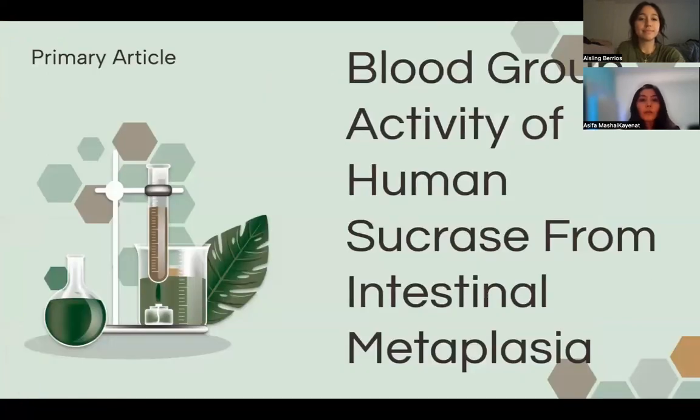Now to our primary article. This article, titled Blood Group Activity of Human Sucrase from Intestinal Metaplasia, focuses on the role of sucrase in a physiological context outside of just digestion, helping us understand potential connections between sucrase activity, blood group interactions, and the development of intestinal metaplasia, potentially leading to stomach cancer, and whether sucrase may have something to do with it.